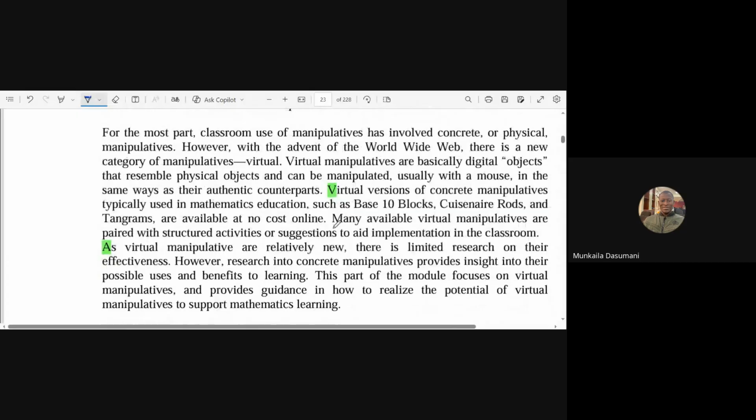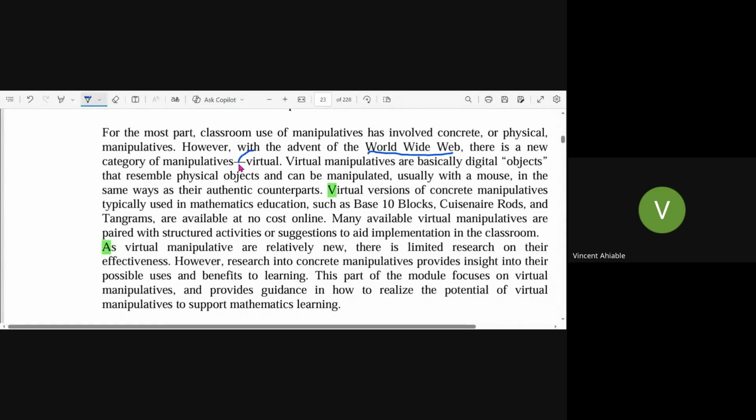For the most part, classroom use of manipulatives has involved concrete or physical manipulatives. However, with the advent of the World Wide Web, there is a new category of manipulatives: virtual.